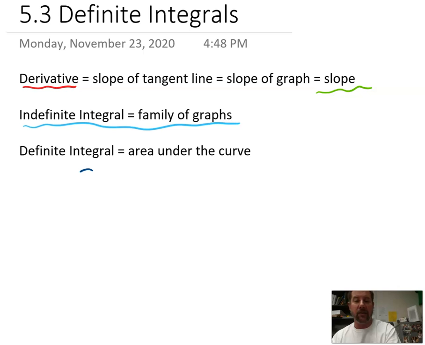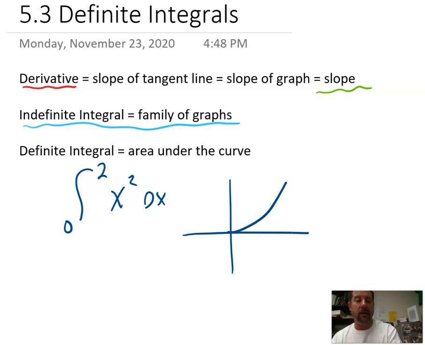Or, for instance, maybe something a little bit better here. If I looked at the integral, something we talked about yesterday or a couple days ago, the integral from 0 to 2 of x squared dx. This is the area under the curve from 0 to 2 of the function x squared. Remember when we started with our Riemann sums, we talked about this area that was underneath the curve. That is what this expression represents. So when you see a definite integral, think area under the curve.